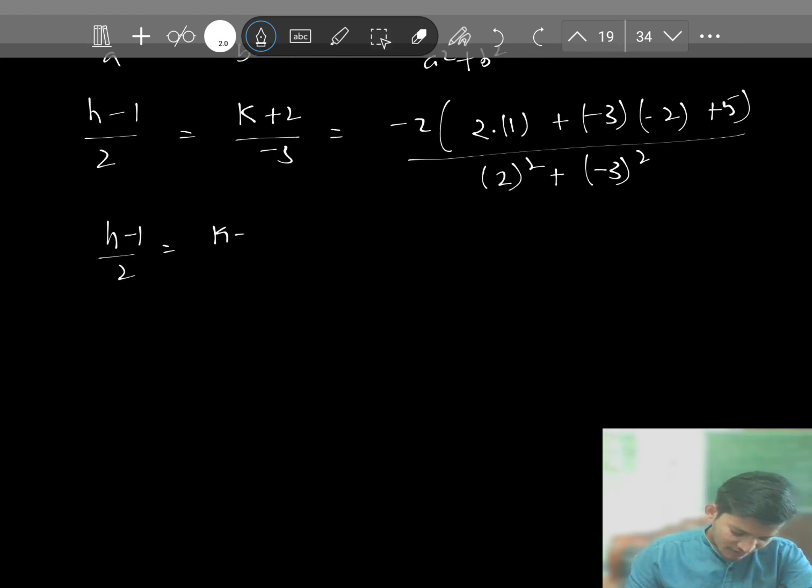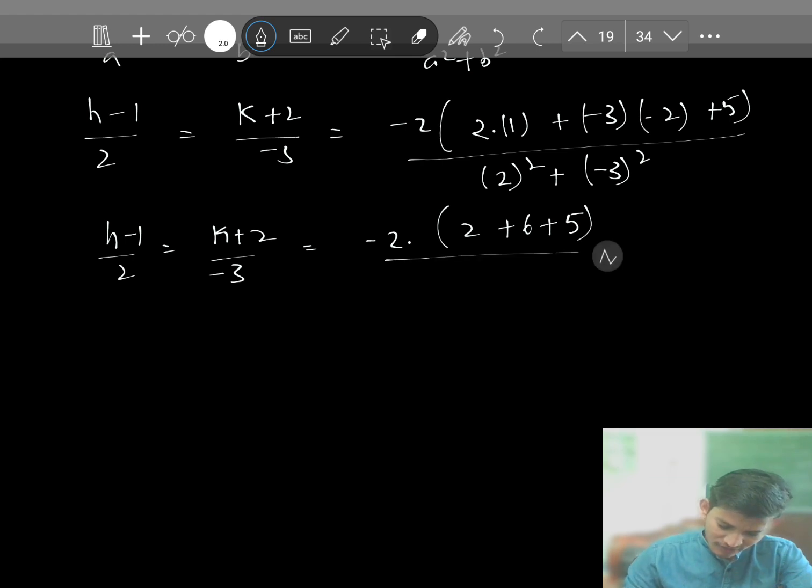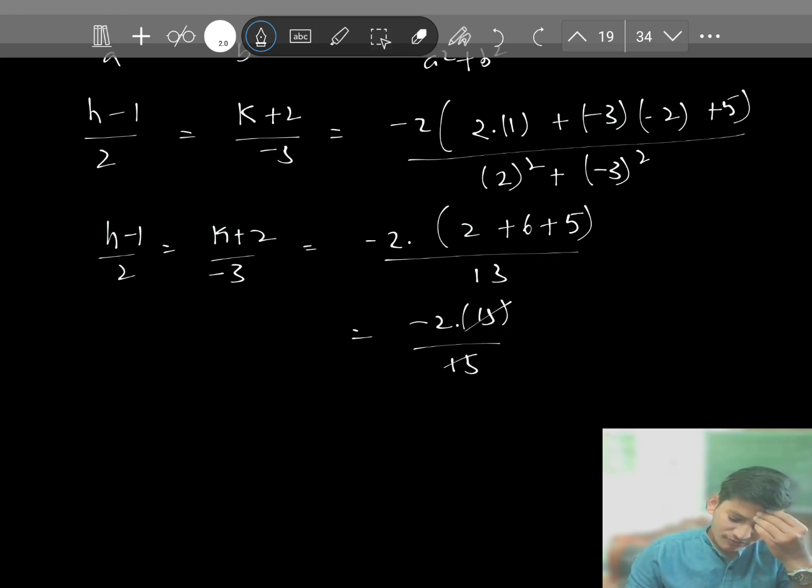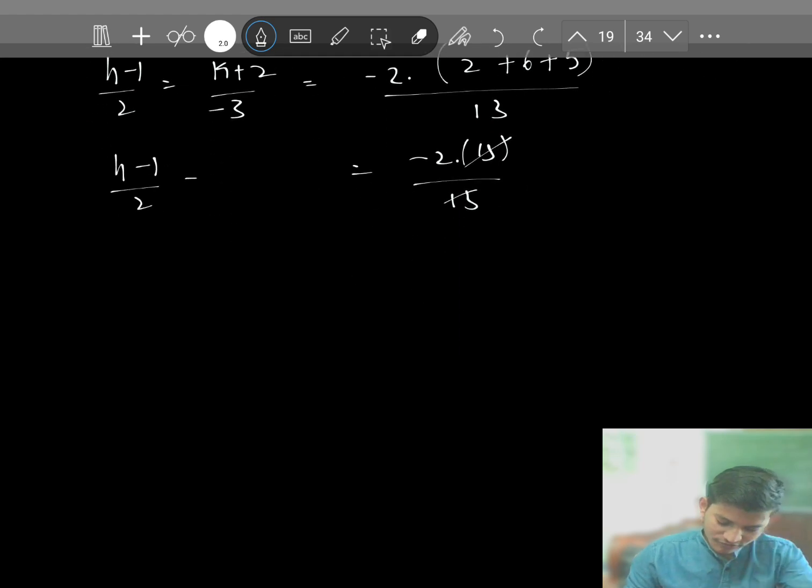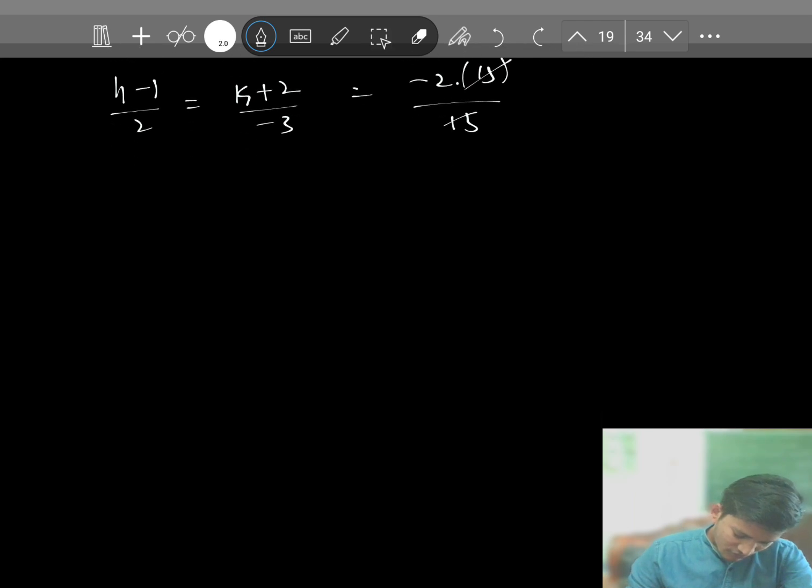So I can write h minus 1 divided by 2 equals k plus 2 divided by minus 3 equals minus 2 into the value, which comes out to be 2 plus 6 plus 5, whole divided by 4 plus 9, that is 13. So here the value is minus 2 into 13, that is 2 plus 6 plus 5 equals 13. 13 divided by 13, these two cancel out.